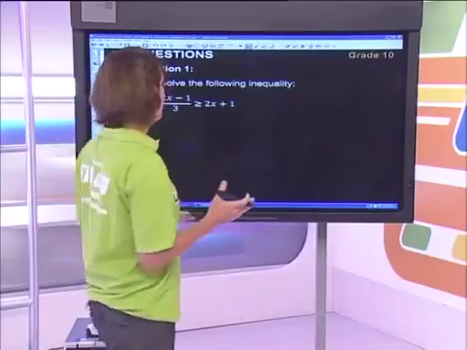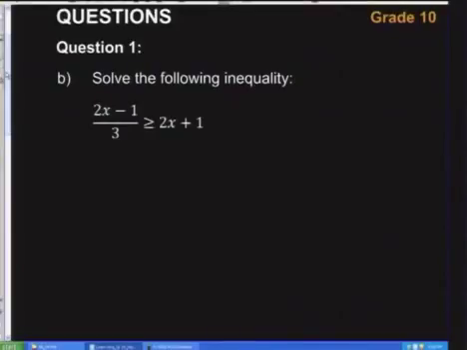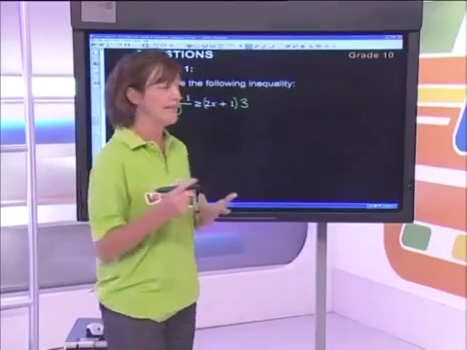Let's have a look at what we've got here. This time I've got a fraction. I've got 2x minus 1 over 3 on the left-hand side, and I've got 2x plus 1 on the right-hand side. If it's being divided by 3 on the left-hand side, am I allowed to bring this 3 up and multiply it on the right-hand side? Yes, I can. There's no problem with that. We can bring that up.